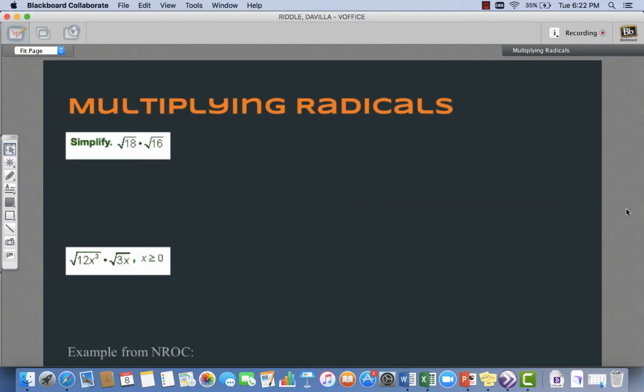But with that being said, do you think you could simplify this one over here and this one? Let me know what you get for your answer there. So we'll start off with this one first. Let me know what answer you get for this.